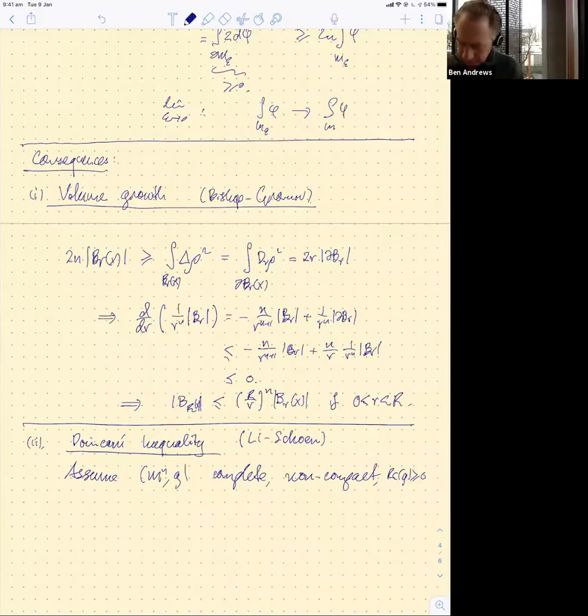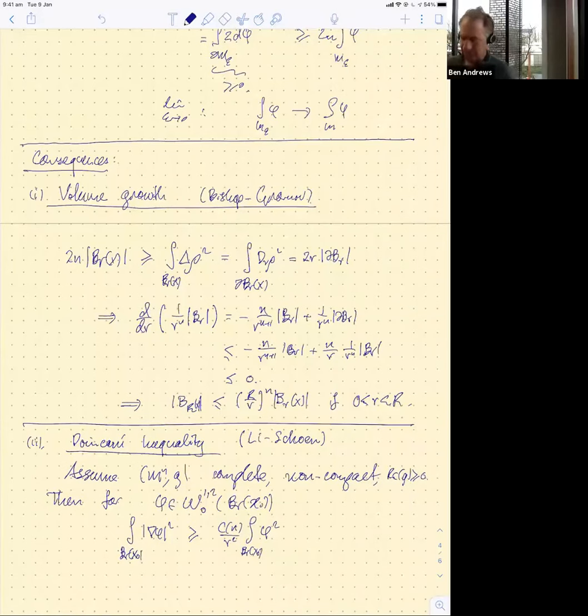Then, the result is a Poincaré inequality on metric balls, right? So it says if I have a function v in W_0^{1,2} of the ball of radius r about x_0, then the integral of the gradient of v squared is greater than or equal to some constant which depends only on n, divided by r squared, times the integral of v squared. Okay, so it's, if you like, a Dirichlet Poincaré inequality.